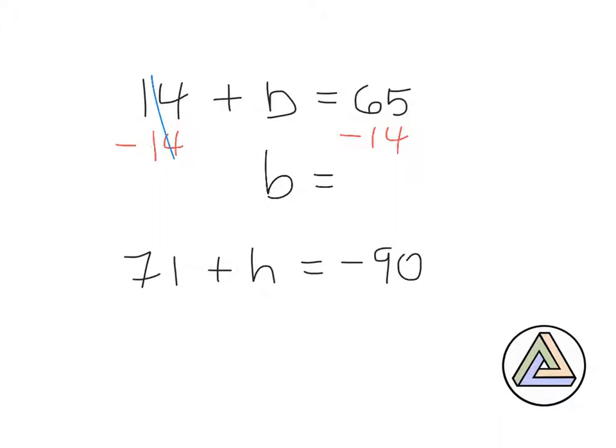So we have B equals, okay, 65 minus 14. We're going to go off to the side with that one. 5 minus 4 is 1. 6 minus 1 is 5. So therefore it is 51. Hopefully that makes sense. Hopefully that's what you got. Moving on to the next one.